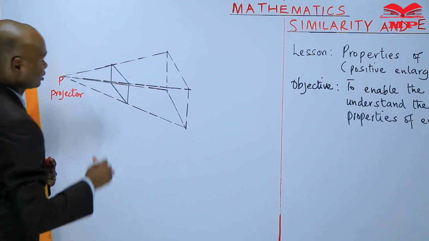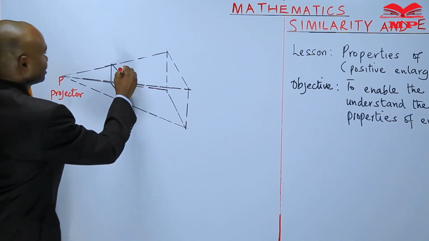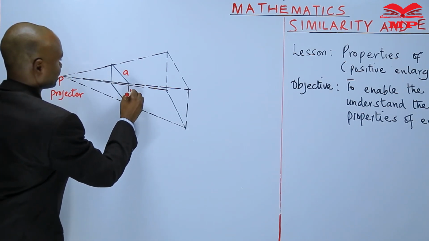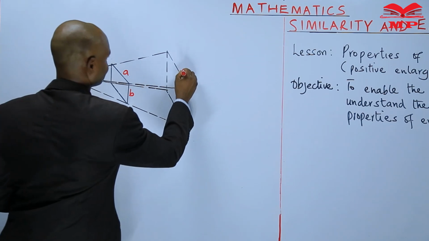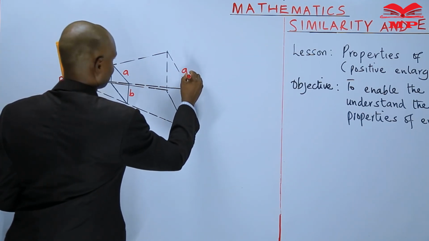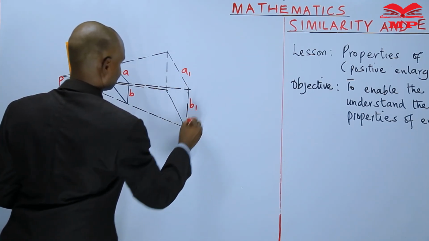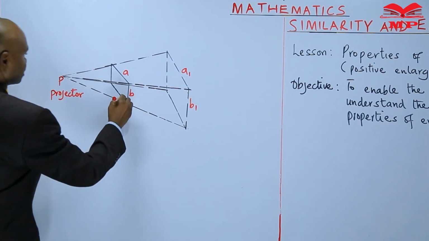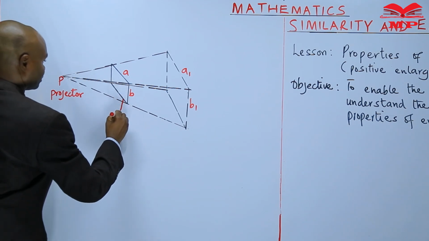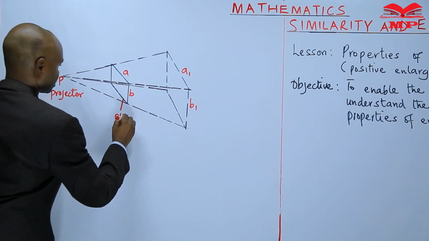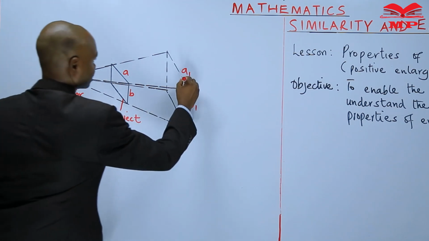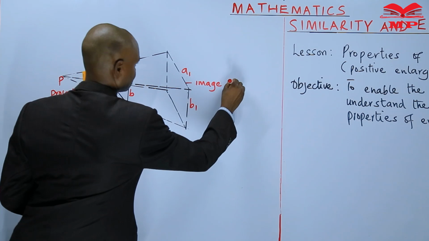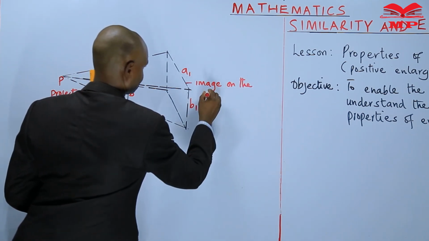On my object, I can have A and I can have B. I can have A prime, A1 and B1. So in the diagram, I can say this is the object and that is my image on the screen.